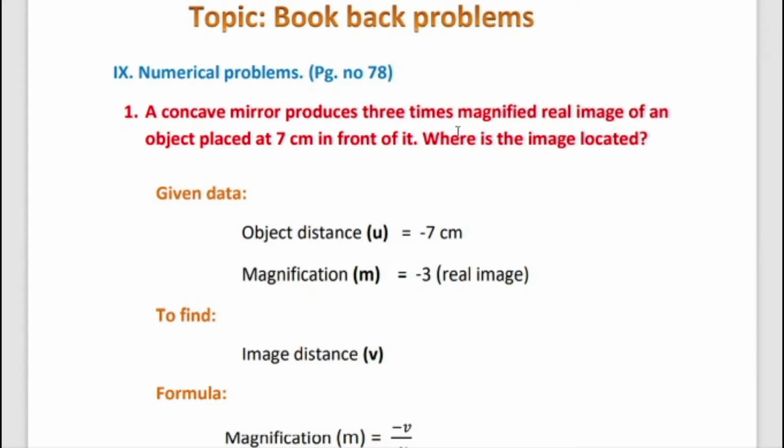So what is a concave mirror? In a spherical mirror, if the reflecting surface is curved inward, that is called a concave mirror. The reflecting surface always faces towards the center of the sphere. Then what is a real image? It's a true image. When light rays coming from an object actually meet after reflection, the image formed will be a real image. It is always inverted and it can be produced on a screen.